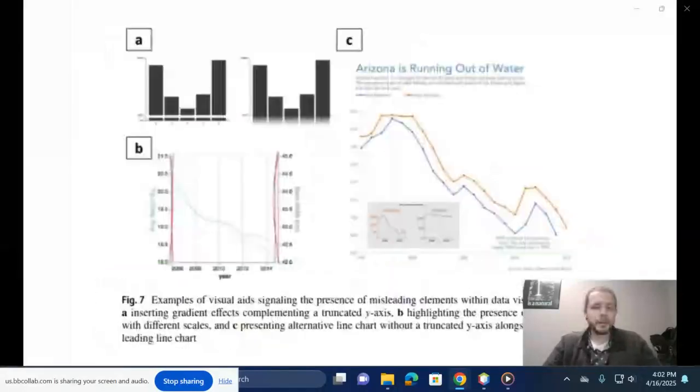Here's another example of visual aids signaling the presence of misleading elements. A, they included a gradient to show that the bar chart was truncated. B, they drew attention to the presence of dual axis in the diagram. And C, they presented an alternative line chart that wasn't dual axis or truncated to show how some of the data in here has been misinterpreted.